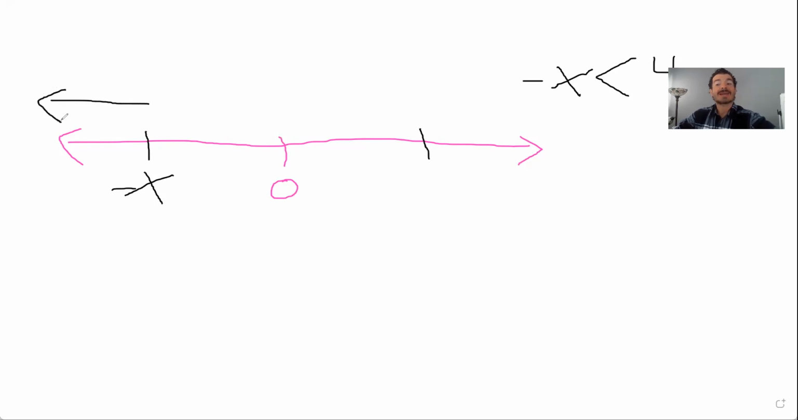So if negative x is less than 4, then what is the opposite of negative x, or positive x? And I'm sorry, I messed that up. Let's call that negative 4.